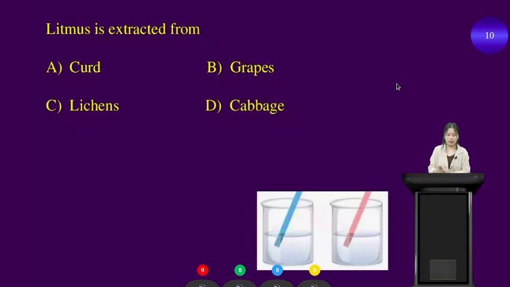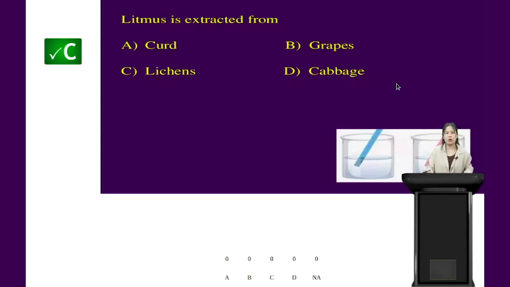Yes students, litmus is extracted from: option A is curd, option B is grapes, option C is lichens, and option D is cabbage. Alright students, your time is up, and yes, very good, the correct answer is option C, that is lichens. Litmus is a natural dye and it is extracted from lichens.